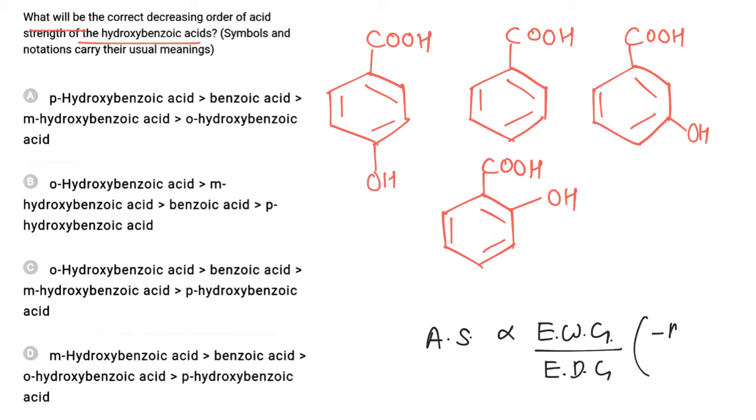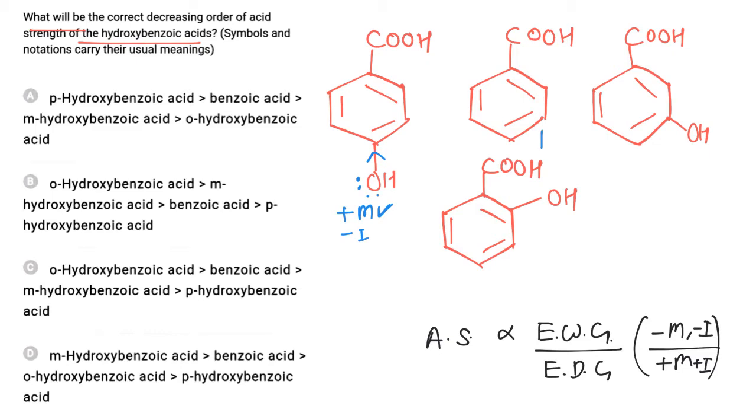So minus M and minus I effect increases acidic strength, while plus M and plus I electron donating group decreases acidic strength. Now in first case, OH is situated at para position, so it will have plus M effect and minus I effect, but mesomeric effect is dominating, so plus M effect of OH will decrease acidic strength.